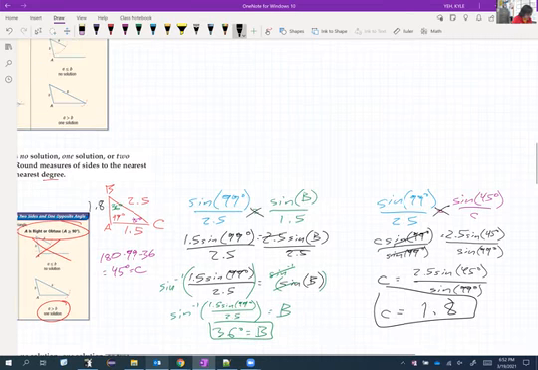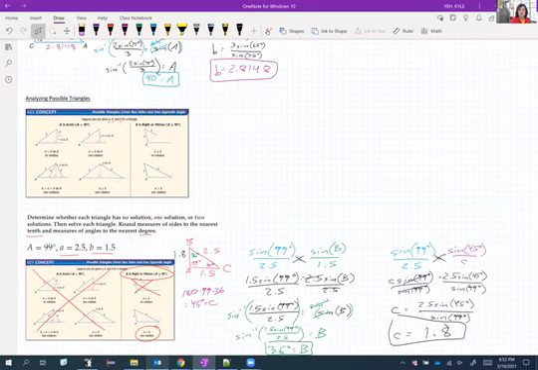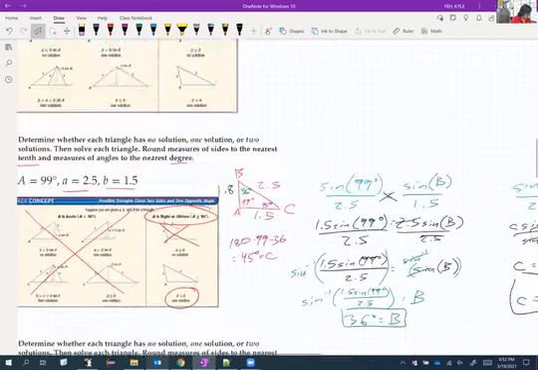But if we look at the table and we see there's one possible solution, one possible triangle, it's just like a normal law of sines problem, okay? Let's look at the second one.